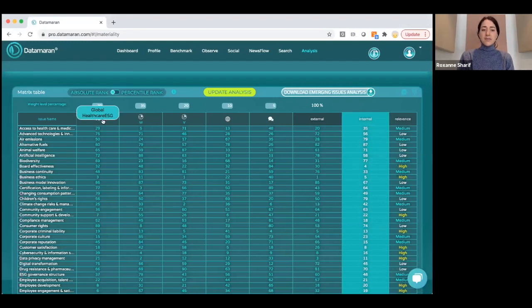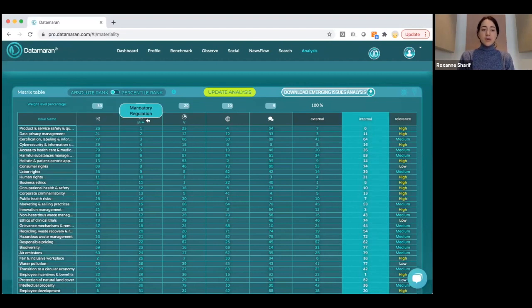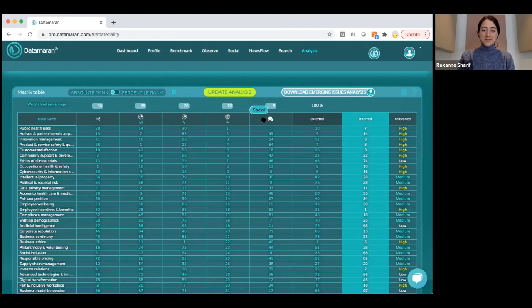Going through this first column here of the stakeholder perspectives, I've included the sustainability reports for healthcare companies. And by selecting the icon at the top of the column, I can sort the issues to understand from that perspective what is the number one issue. Following along, I have mandatory regulation. Again, I can sort and we can see that the issue here is quite different than the other sources. Voluntary regulation, again, looking at, in this case, business ethics, climate change. And then we have news flow and social media.